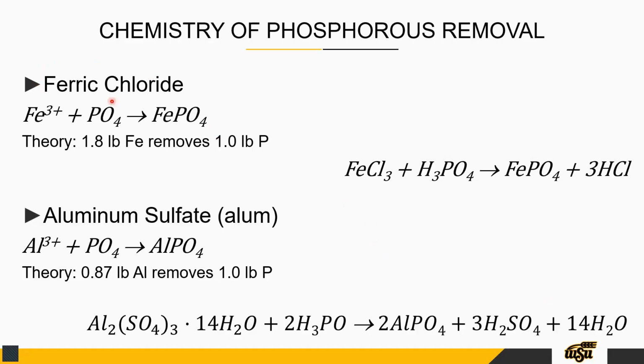Ferric chloride is dissolved, and the reaction that we care about with regards to removing phosphorus is the Fe 3+ reacts with the PO4 3-, and then it combines to form FePO4, so ferric phosphate. And this is not soluble in water and will precipitate out and be able to be removed in your solid stream. So typically that's going to be your clarifier at most plants.